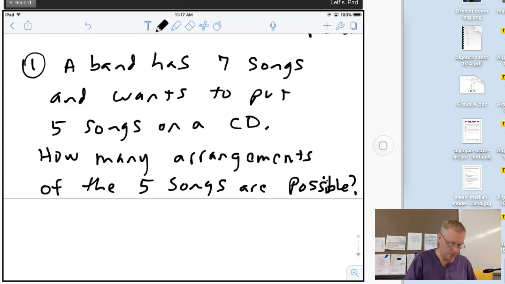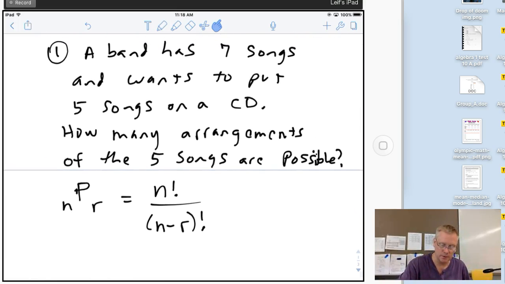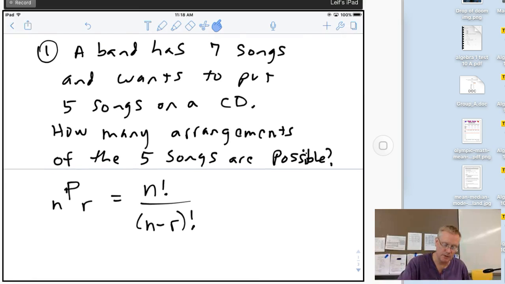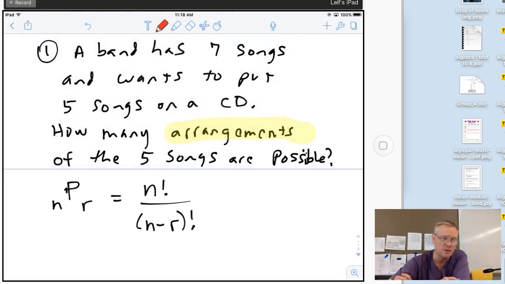Okay, so this one, I'm going back to my formula, P(n,r) equals n factorial over n minus r factorial. Obviously order matters with this. It says arrangements, and that might tip you off. That's probably an important word. But you can also take into consideration the context. We're doing a CD. Certainly, which song is first is important. Which song is second is important. You can ask yourself that too.